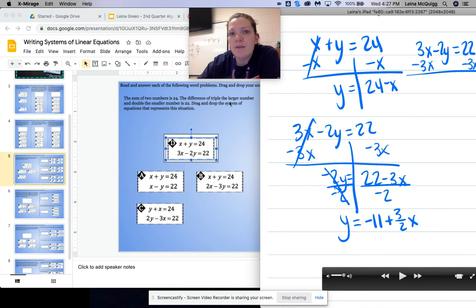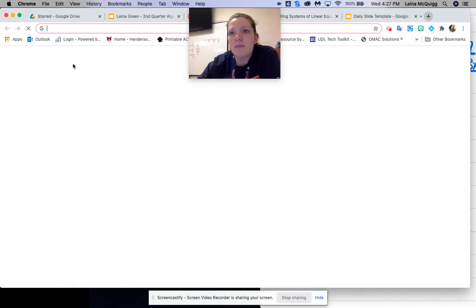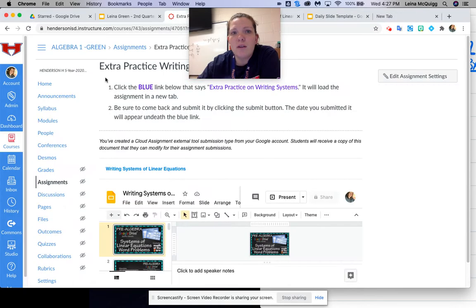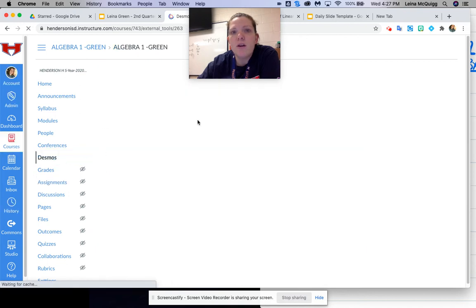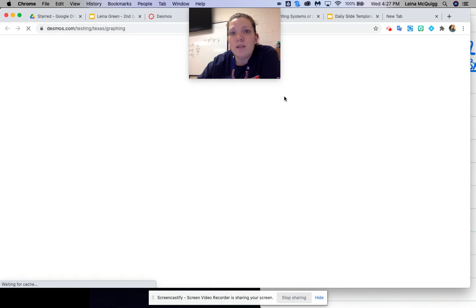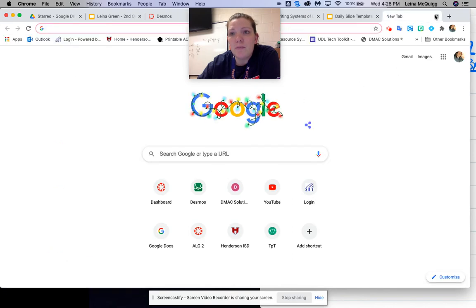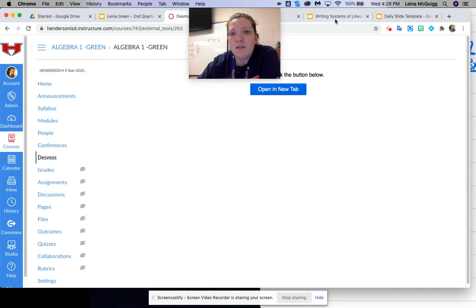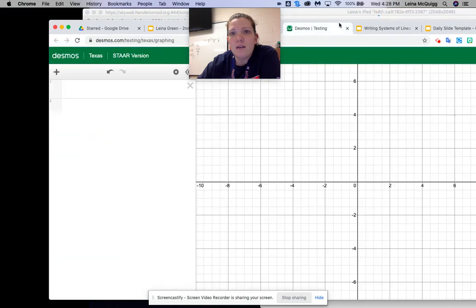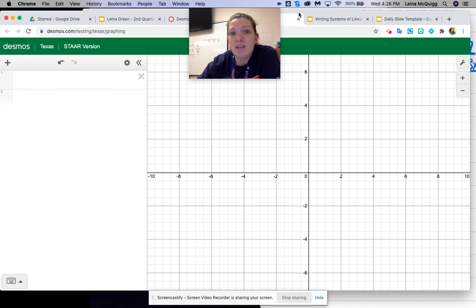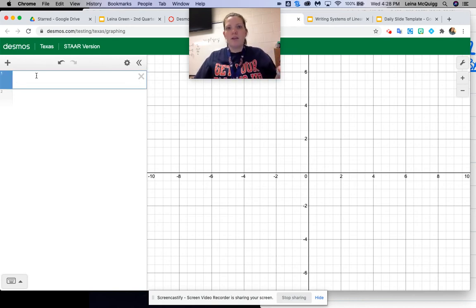Okay? So I have two equations. I'm going to go to Desmos. Make sure you're using the Desmos from Canvas. So the Desmos link right here, open this up. This Desmos is restrictive. It only allows you to do certain things. And this is the Desmos that you're going to be able to use on the STAR test. So you don't want to use the other version and get used to using that and then fail the STAR test. Okay, so make sure you're using the STAR version. Make sure it says STAR version right here.